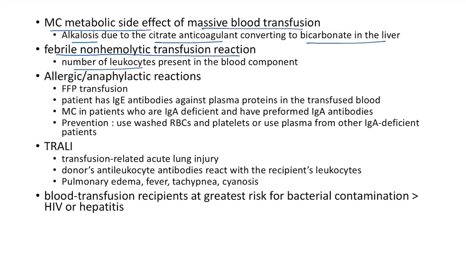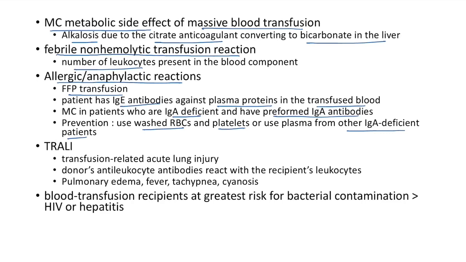Now let us see about allergic or anaphylactic reactions. They can occur even with FFP transfusion. Patient has IgE antibodies against plasma proteins in the transfused blood. It is most common in patients who are IgA deficient and have preformed IgA antibodies. It can be prevented by using washed RBCs and platelets, or we have to use plasma from other IgA deficient patients.